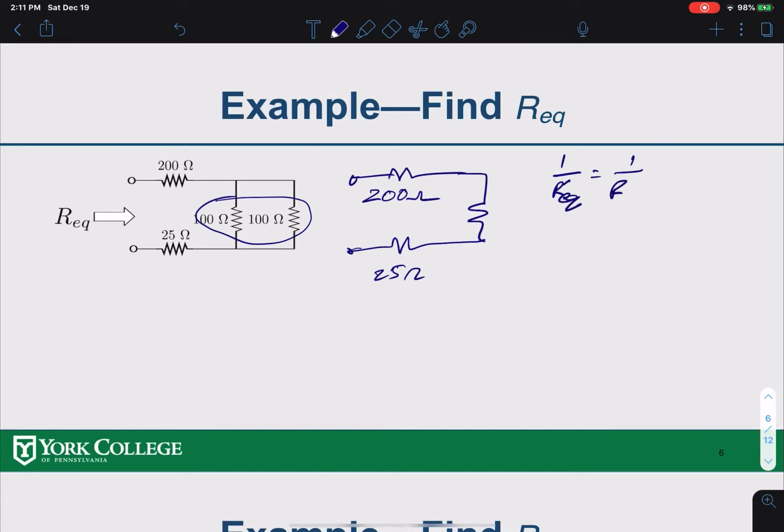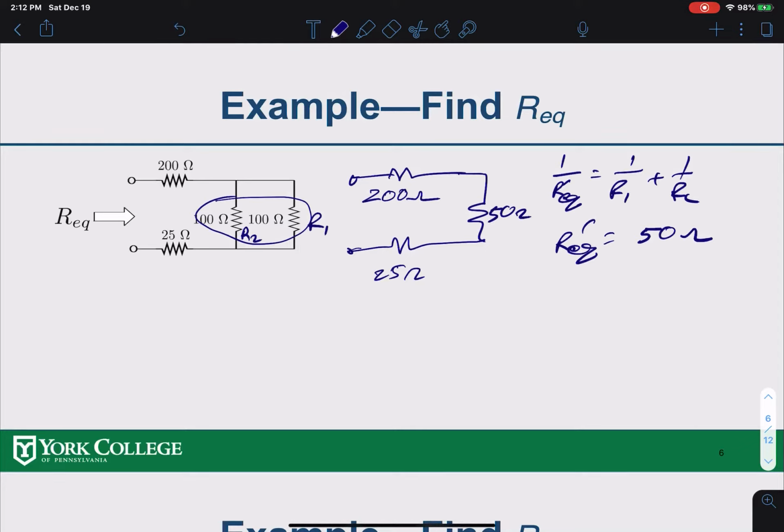That would be 1 over, let's say this is R1, this is R2, for example. So R1 over R2. If you do the math here, R equivalent prime would be your 50 ohms. All right, that means this is your 50 ohms now. So this circuit becomes that circuit now.